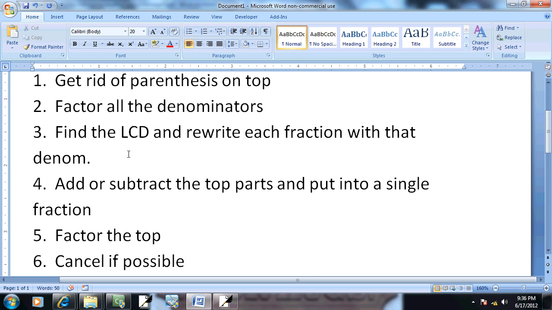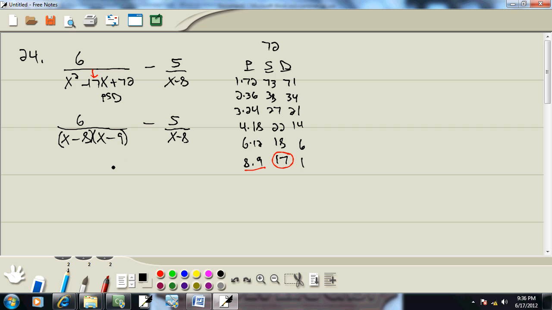Now step 3, find the least common denominator. Rewrite each fraction with that new denominator. Well, how I do it is I look at each factor. For example, look at the x minus 8. I'm looking for the greatest number of x minus 8s in any single denominator. There's 1 here and 1 here, so the greatest number of x minus 8s in any single denominator is 1. Then I go to my next factor, x minus 9. I'm looking for the greatest number of x minus 9s in any single denominator. There's 1 here, none here, so the greatest number of x minus 9s is 1. And that would be our least common denominator.